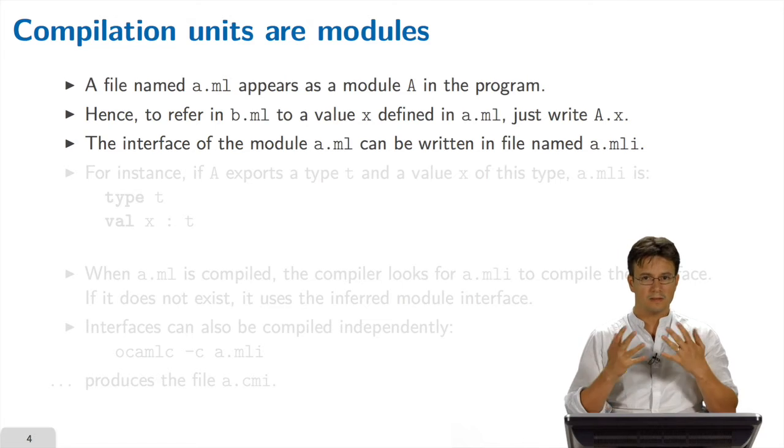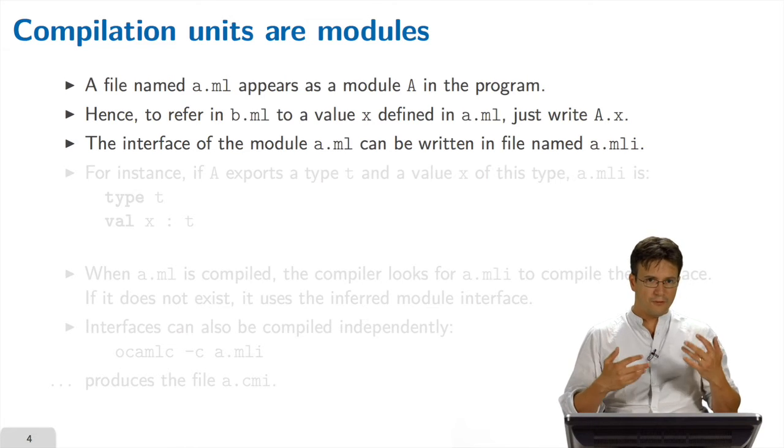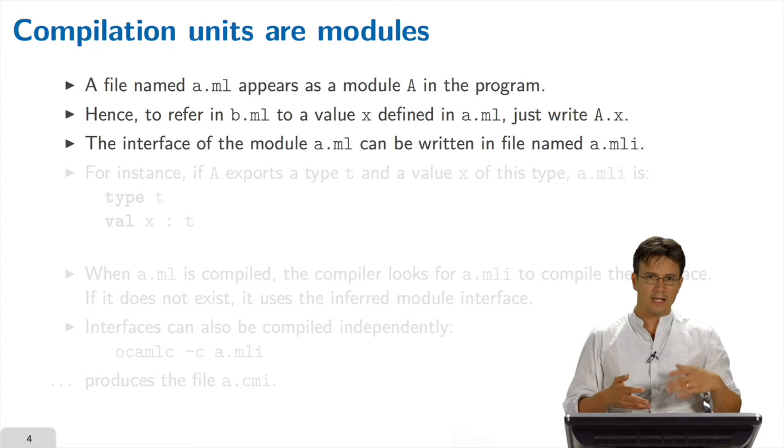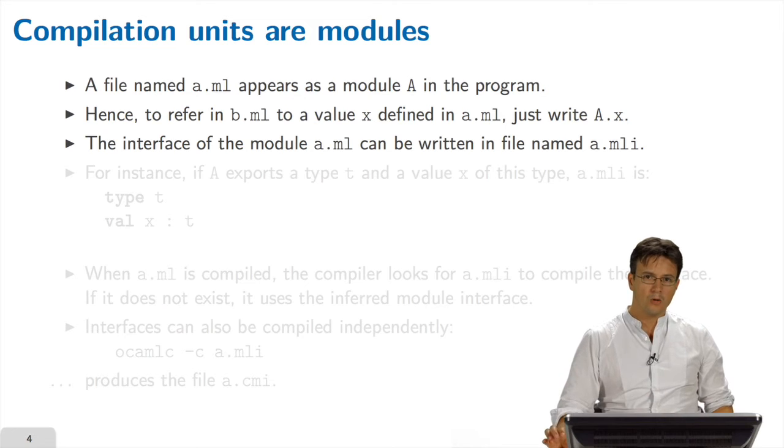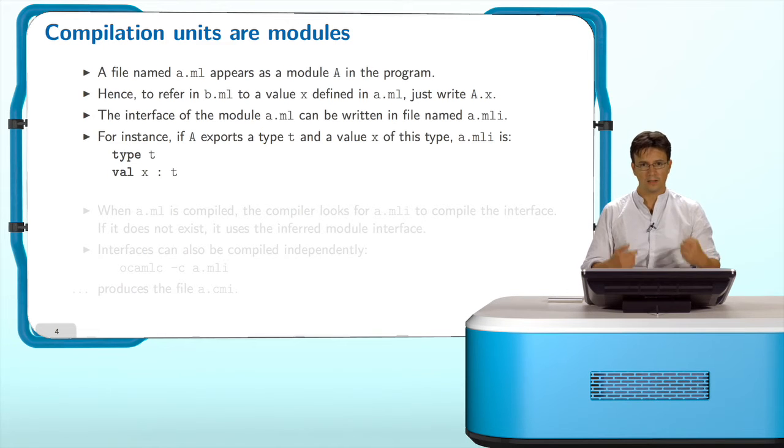So, as compilation units are modules, then we should be able to represent also the interface of a module. And that's possible if you write a file named a.mli, so "ml interface". You can define the signature of the module A that you are defining. So the content of a.mli is basically what you would have written between sig and end when you define a signature. So you will write declarations only in that kind of file.